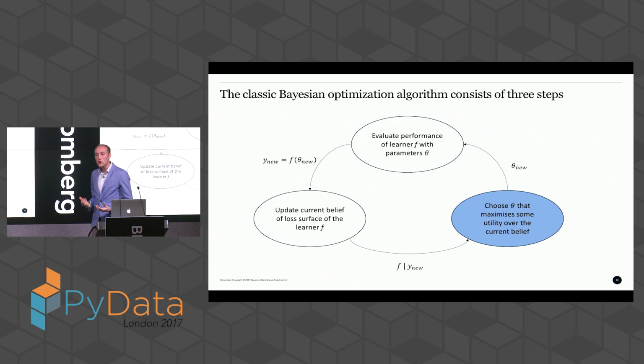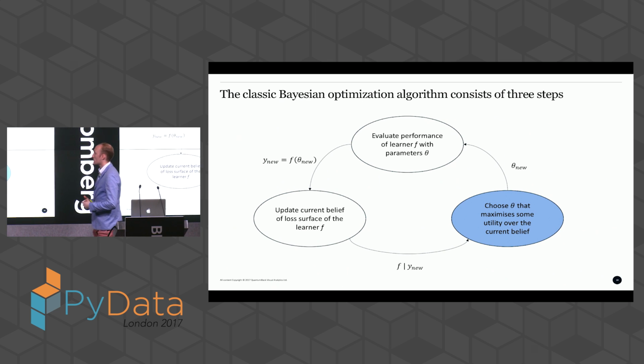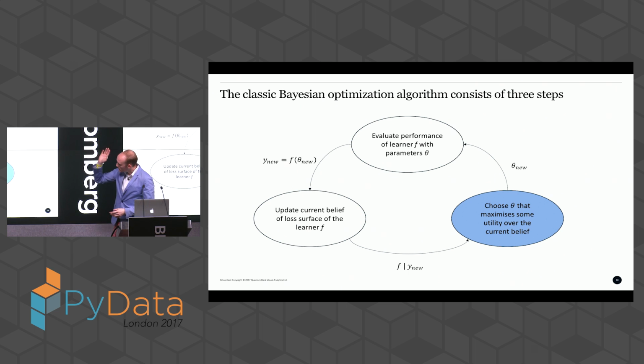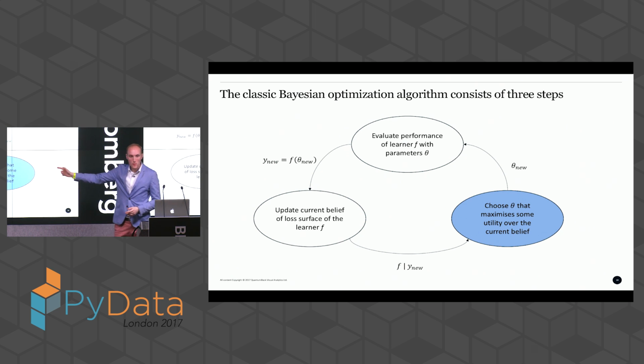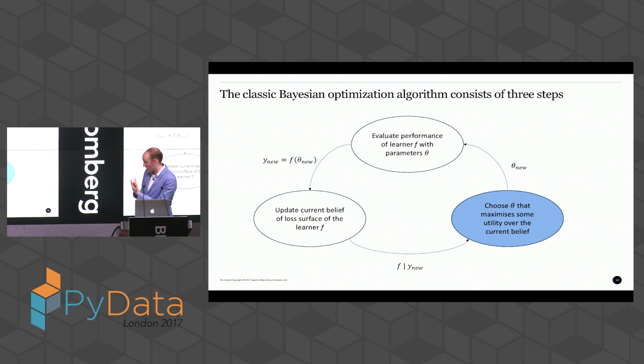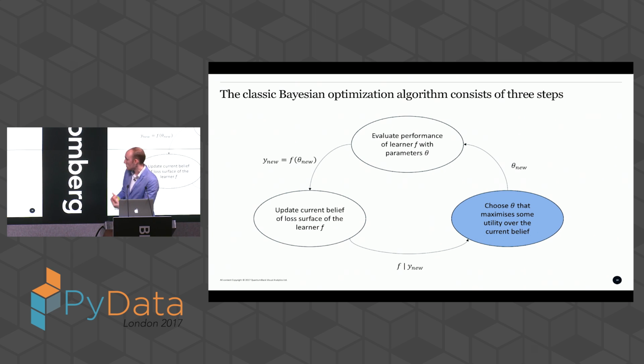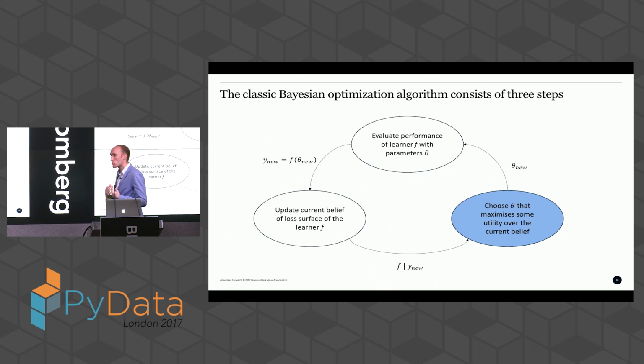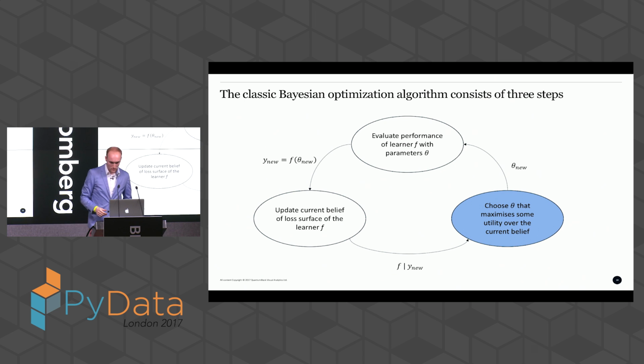So that was the first component of our Bayesian optimization algorithm. Remember, we have these three steps in our algorithm. We just talked about how we build the probability model, which we do with Gaussian processes. Now the next question is, given our probability model and our current beliefs of the performance function, how do we actually choose a new point?